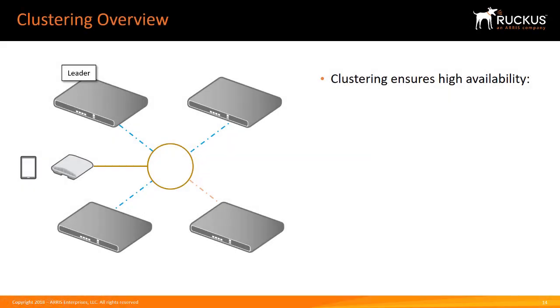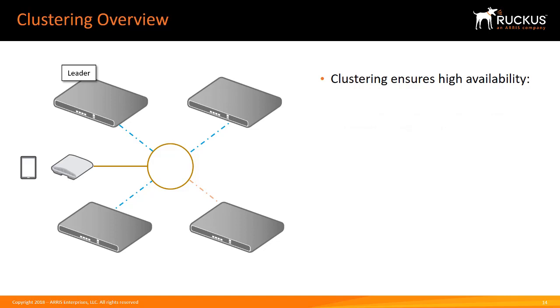In our graphic here we're showing Smart Zone 100s, but clustering is the same. The operations are identical across all platforms. The only restriction is that cluster nodes must all be of the same type. You can't mix virtual and appliance nodes in a cluster, and you can't mix high scale and essentials in a cluster. Clustering ensures high availability.